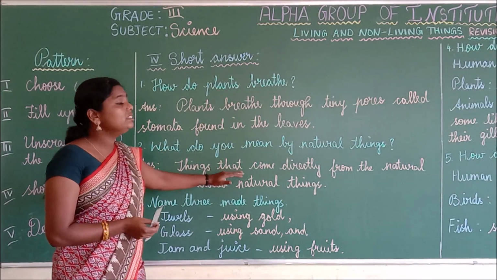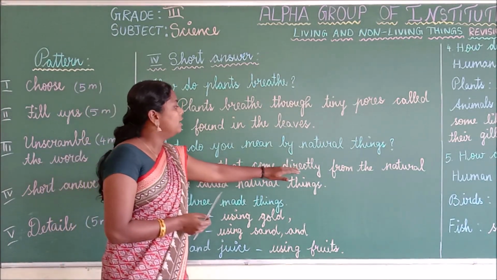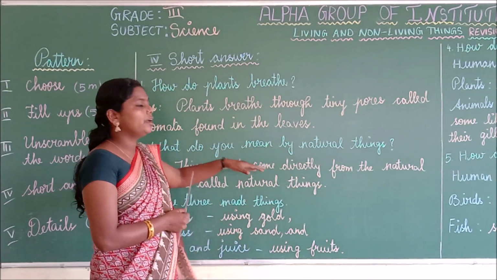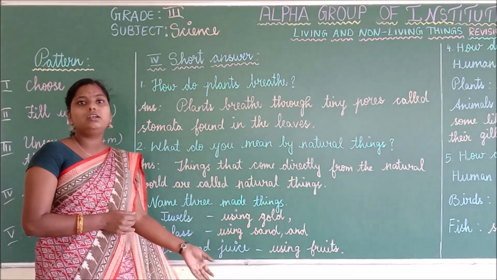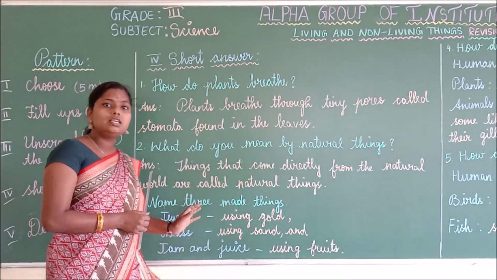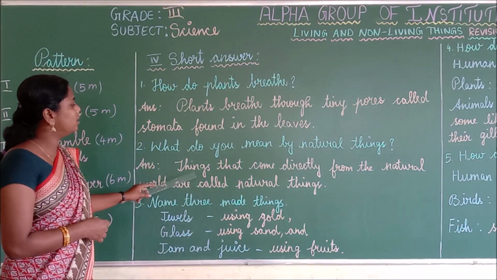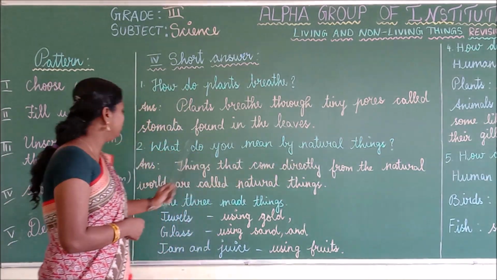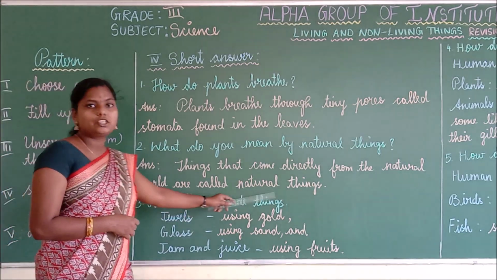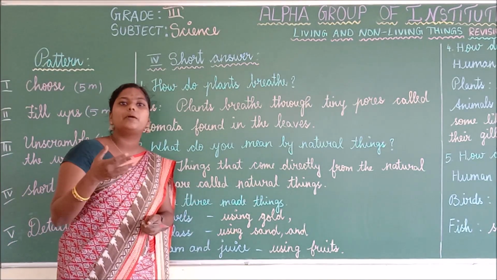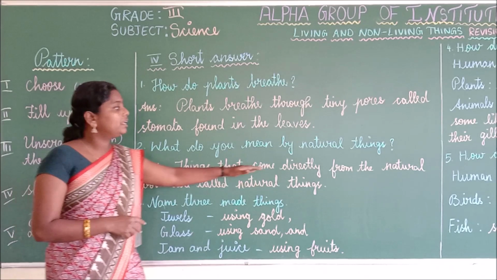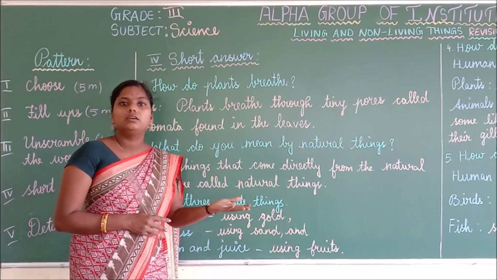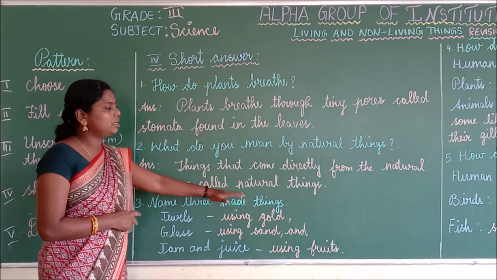Why do we say natural things? Because these things come directly from the natural world. We are not making those things. They are already existing in this world. They have naturally existed in this world. So what is the answer? Things that come directly from the natural world are called natural things. No one prepared it or made it. So that's why they are called natural things.